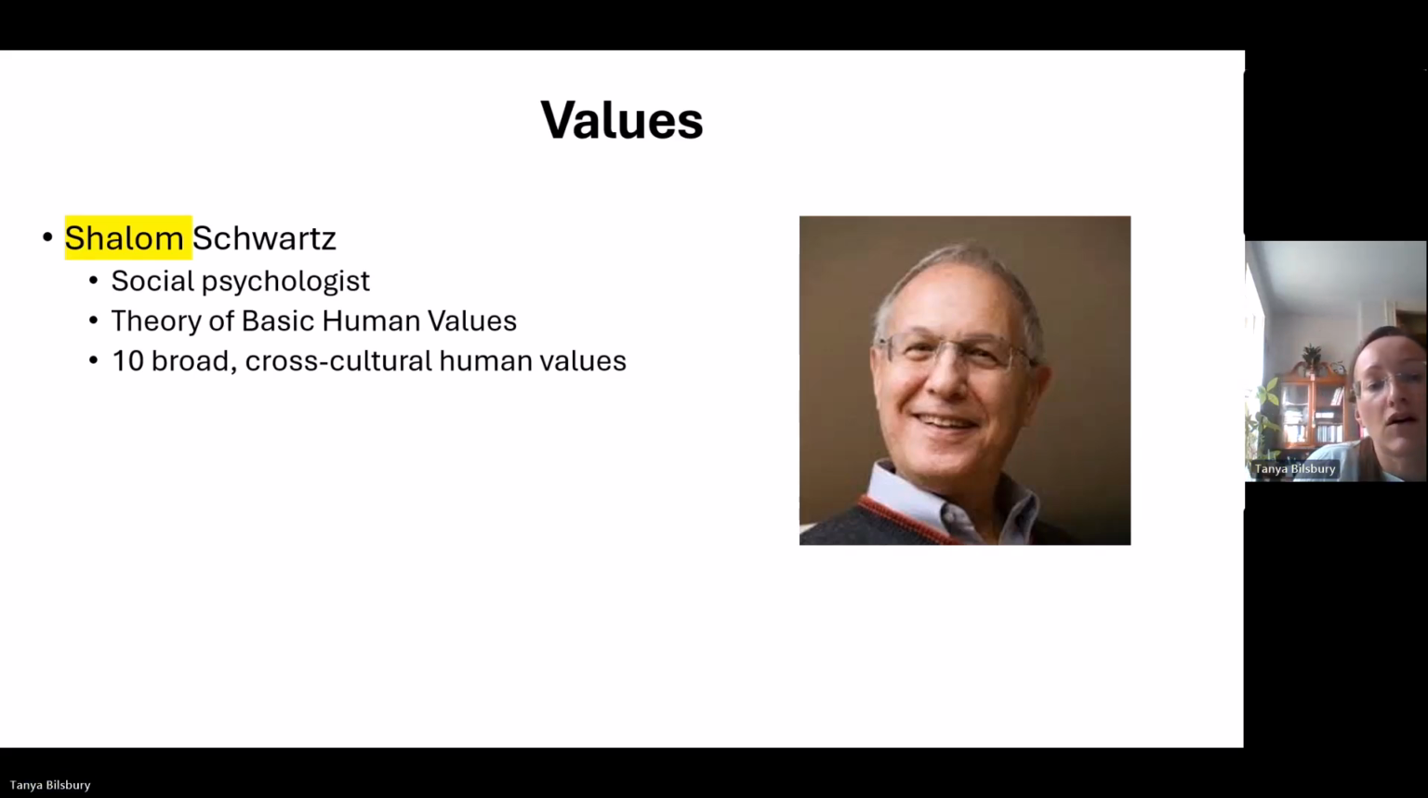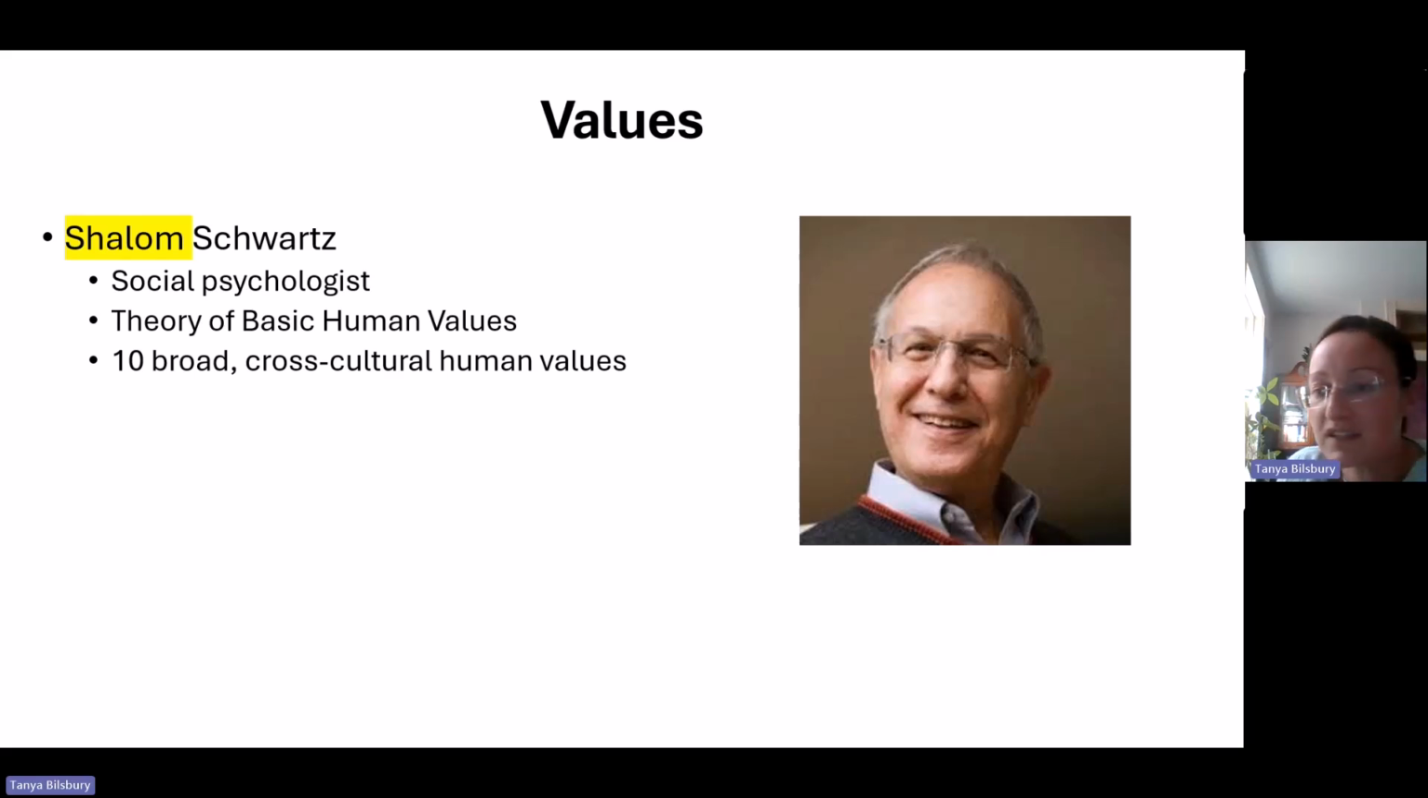On to values. There is a universal framework of human values that was devised by Schwartz. I highlighted Shalom because I made a mistake and said Solomon somewhere else. It's actually Shalom.